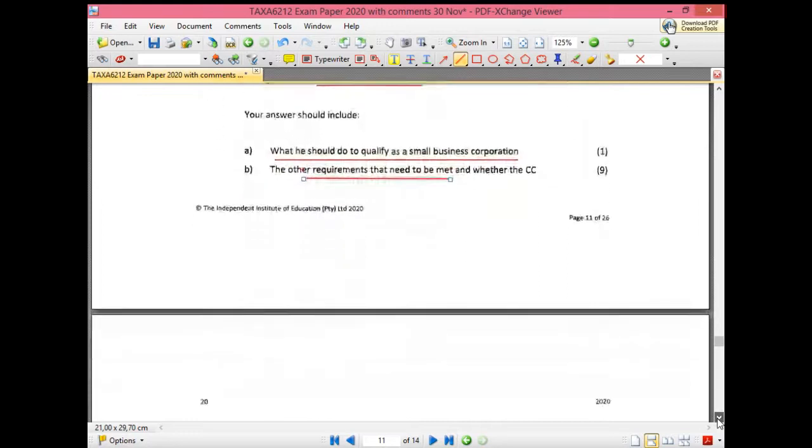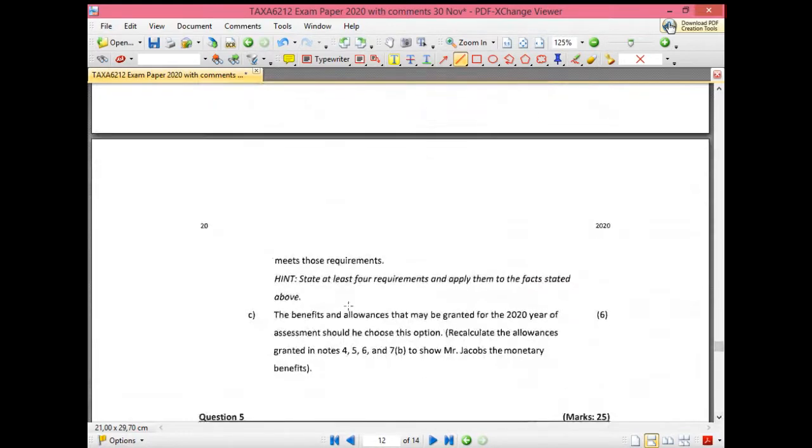But what they do to help you out, just below that, is tell you you have to state at least 4 requirements. So a minimum of 4 requirements and apply it to the facts. You state a requirement, you apply it to whatever is in the question. So that is already 8 marks just by doing that. And then the last thing that you have to show is the benefits and the allowances that are granted if they choose this option.